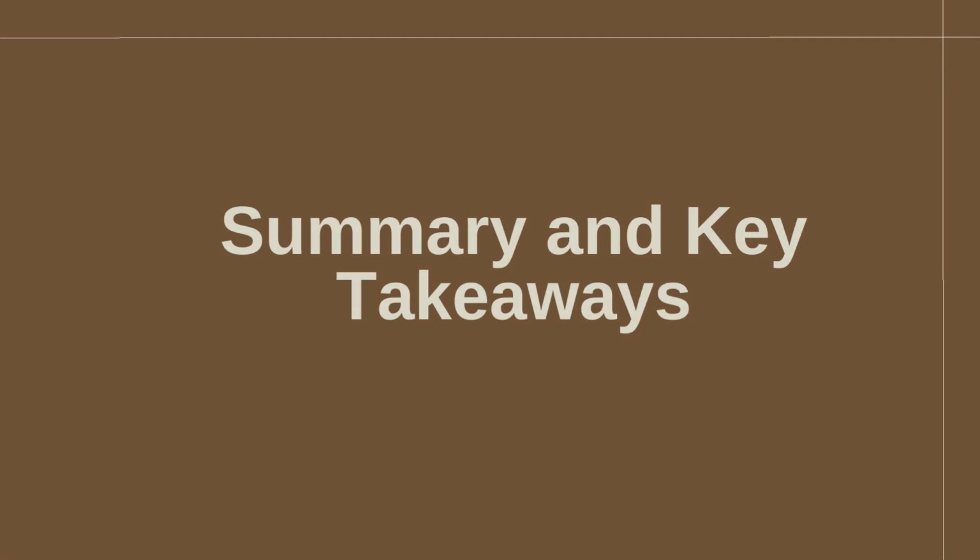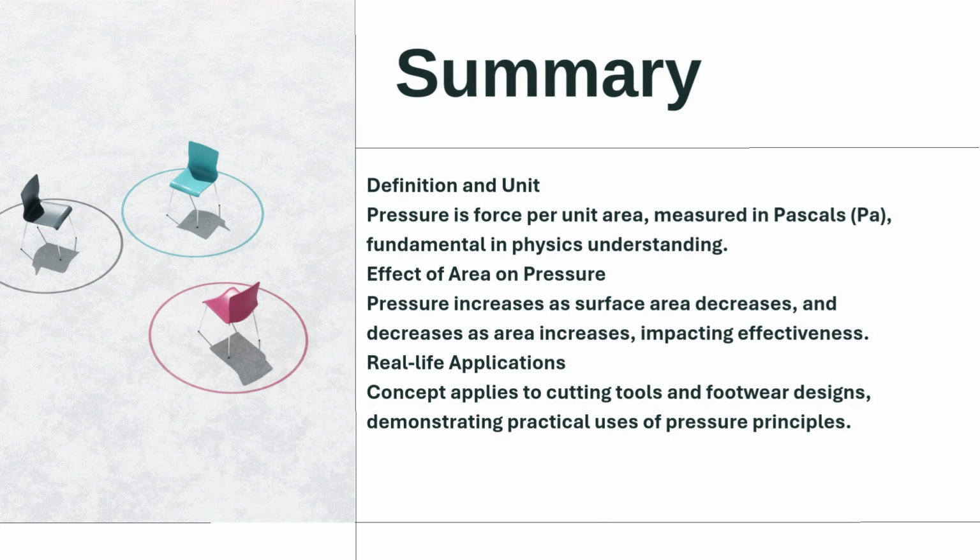Summary: pressure is defined as the force acting per unit area on a surface, and its SI unit is Pascal, Pa. The concept is crucial in understanding why sharp objects are more effective than blunt ones and why certain designs optimize performance by manipulating the area of contact. Key takeaways include: pressure increases when the area decreases, and pressure decreases when the area increases. This principle is applied in various real-life scenarios, from cutting tools to footwear design. By mastering this concept, students can better understand physical phenomena and appreciate the practical applications of physics in everyday life.